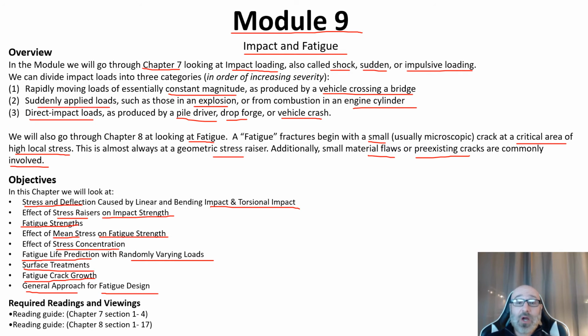So relating to our textbook here, this is going to be Chapter 7, Sections 1 through 3, from 1 through 4 for our Module 9.1, and Chapter 8, Sections 1 through 17 for our Module 9.2.